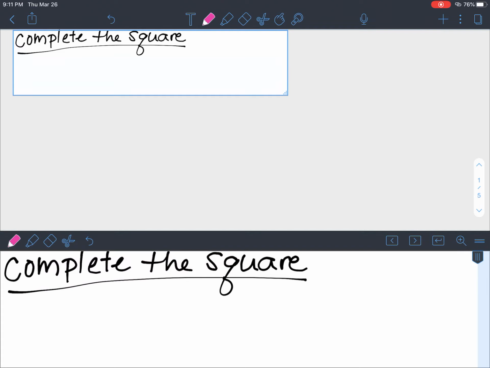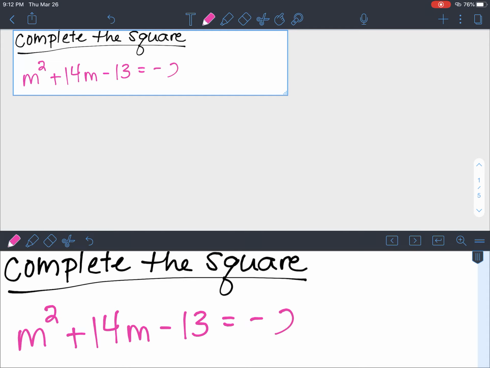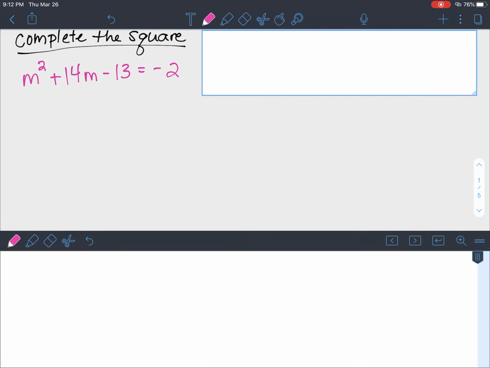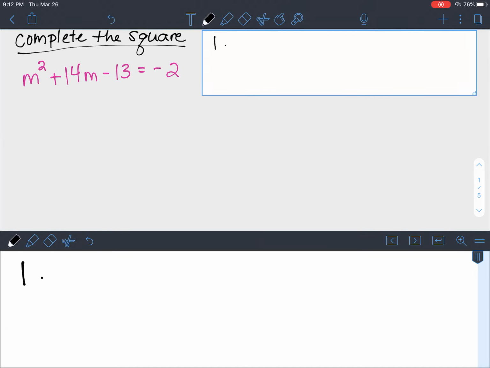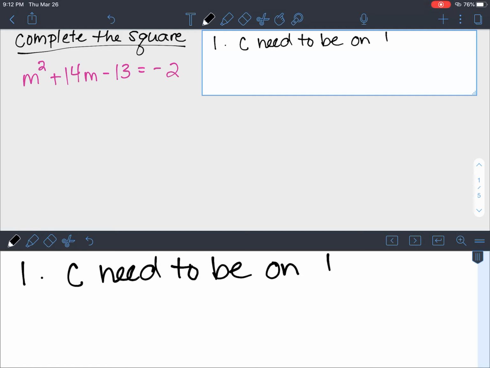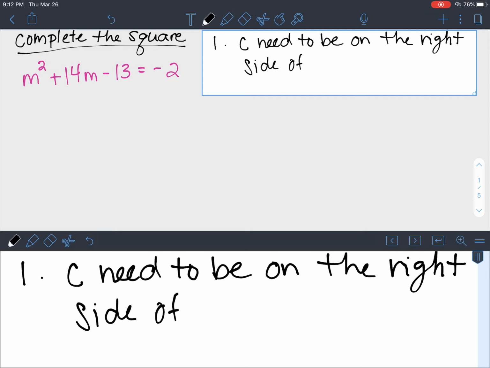The problem that we were working on was m squared plus 14m minus 13 equals -2. Some things to keep in mind when we're completing the square: number one is that C needs to be on the right side of the equal sign.